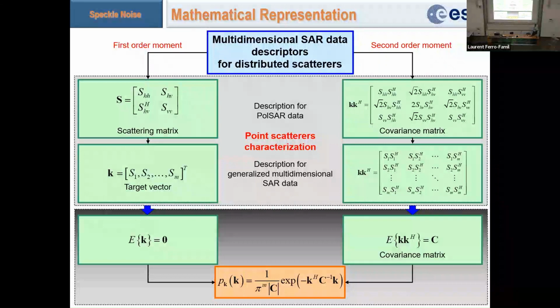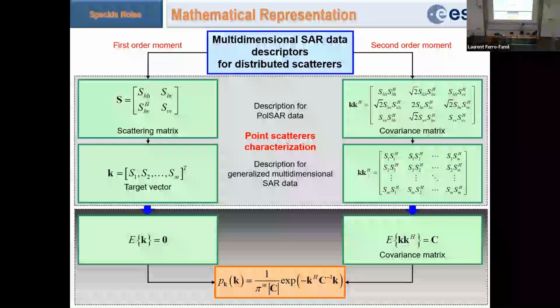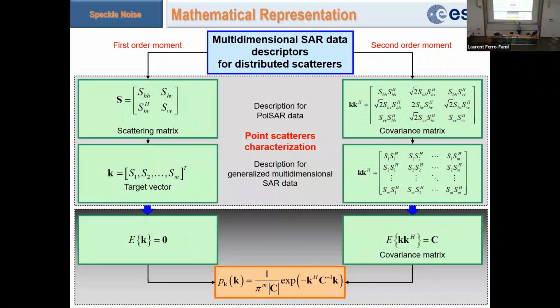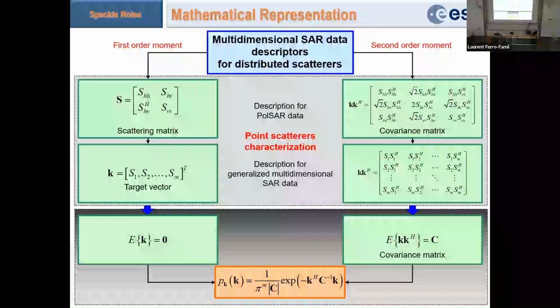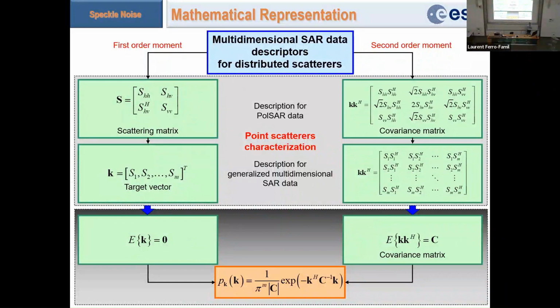What happens if there is a speckle? The first order moment, the mean value, equals 0. So it means that there is no information on the mean value. All the information is contained in the covariance matrix that, as you can see, characterizes completely the distribution of the data.